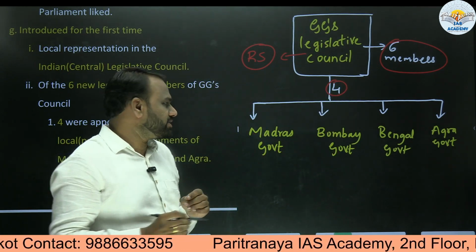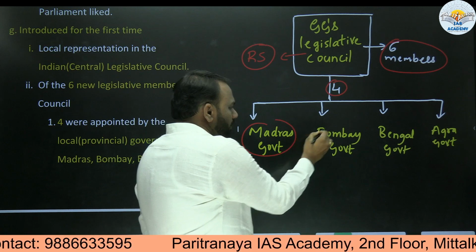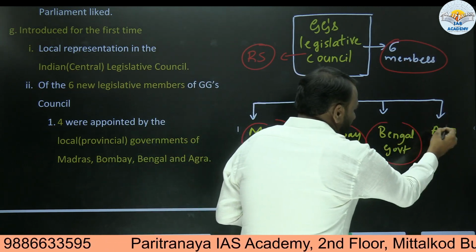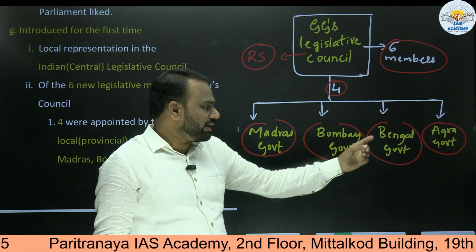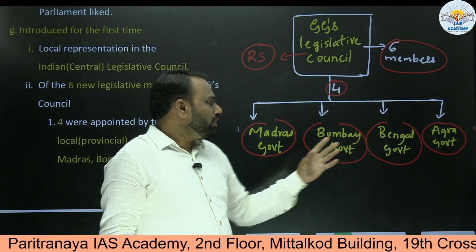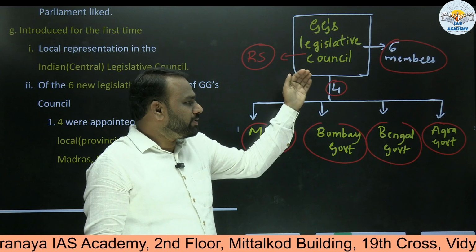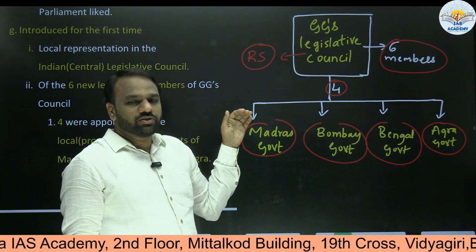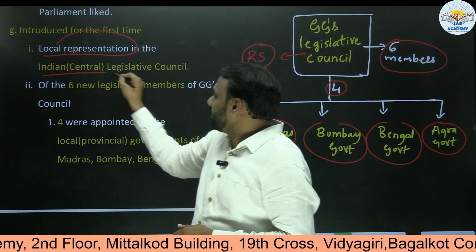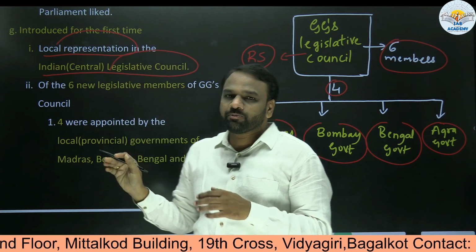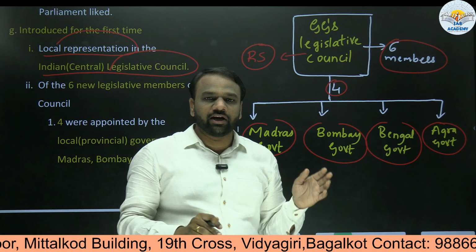So which are those provinces? Madras, Bombay, Bengal, and Agra. One person from Madras, one from Bombay, one from Bengal, and one from Agra. So there was a representation in the Central Legislative Council from these provinces as well. That's why we have indicated here local representation in the Indian, that is Central Legislative Council. This provision was introduced through the Charter Act of 1853.